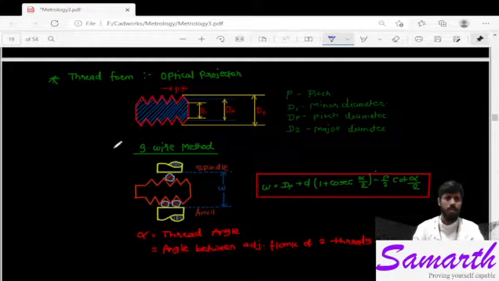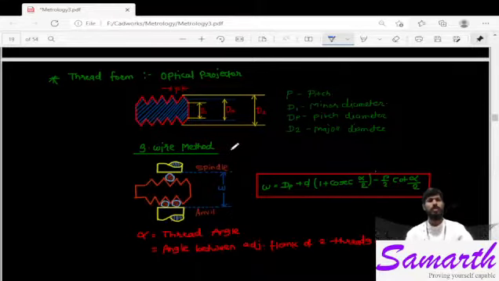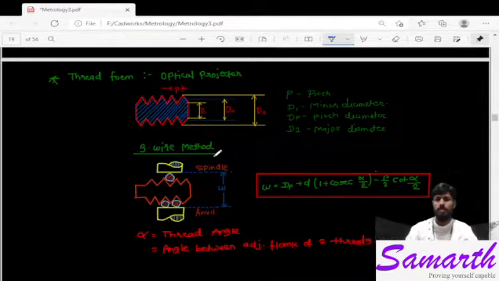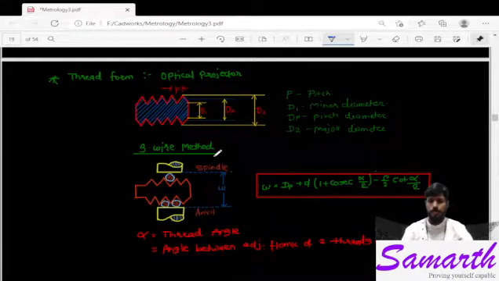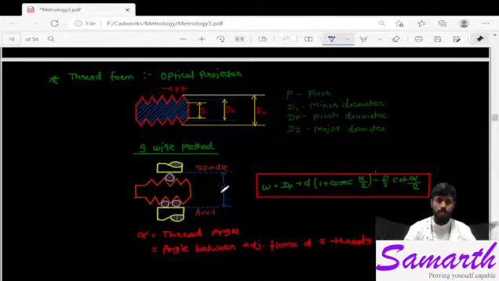Now we will start our wire method or three wire method for the measurement of the thread. So this distance W is given by dP, that is the pitch diameter, plus d, the diameter of the wire, small d, times (1 plus cosec alpha by 2), bracket complete, minus P by 2 cot alpha by 2. Alpha is the thread angle, that is the angle between the adjacent flanks of two threads.